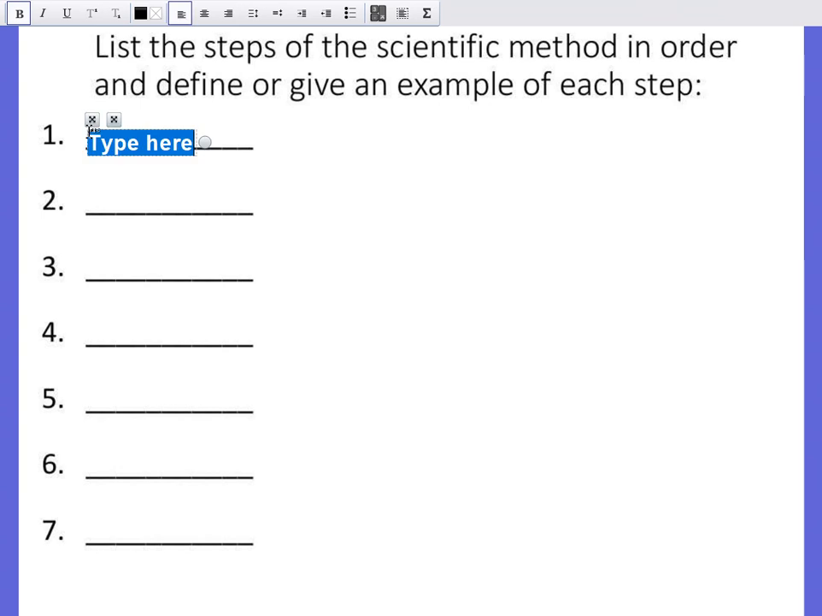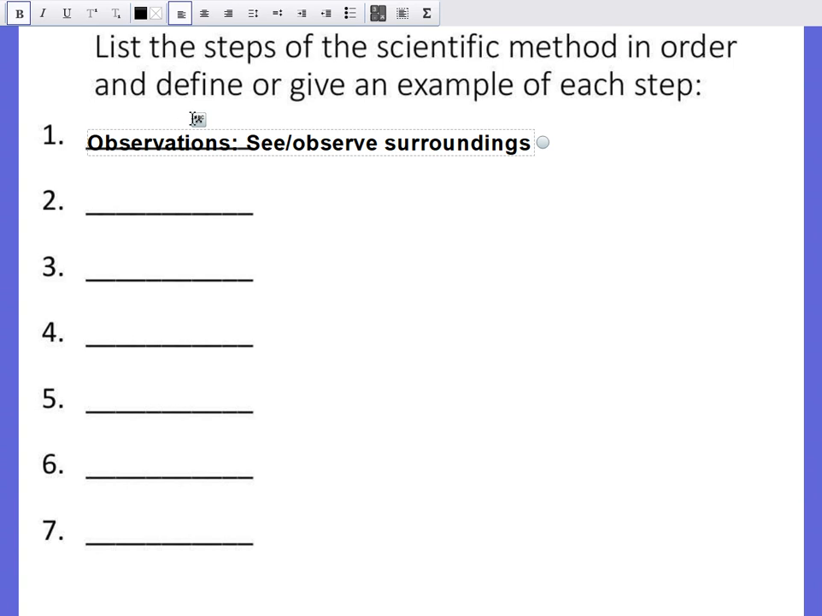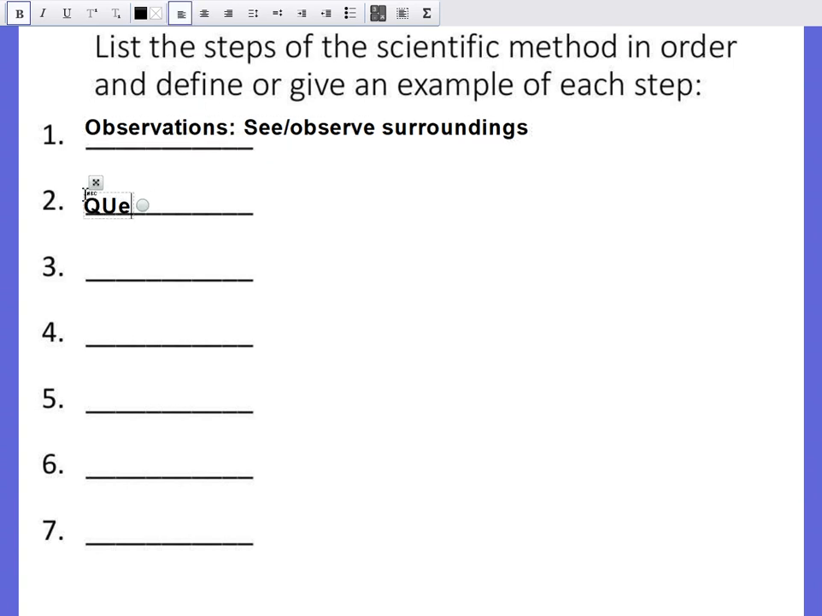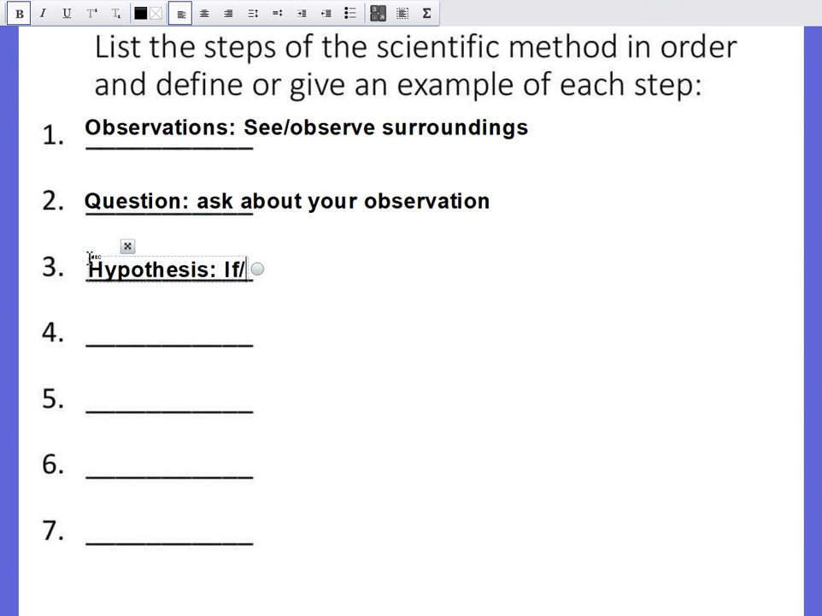The first step of the scientific method is observations. And that just means to see or observe your surroundings. The next step is asking a question about your observation. And your question should be something that is testable and it should help you make your hypothesis. Your hypothesis is an if-then statement that has to include independent and dependent variables.